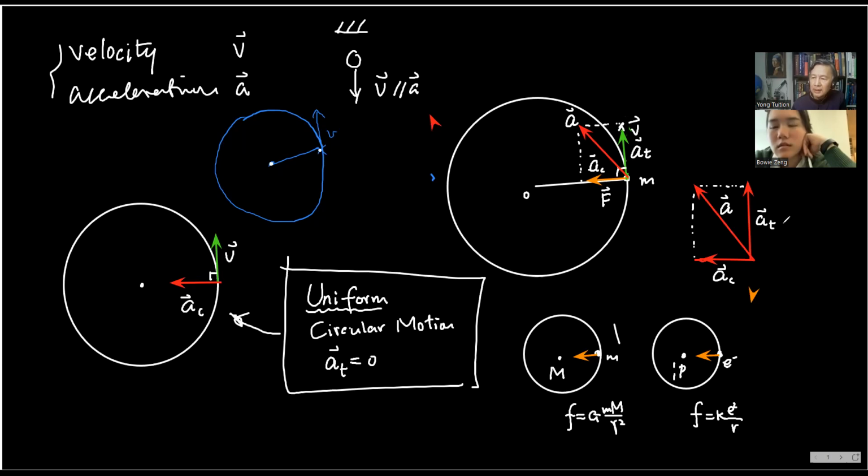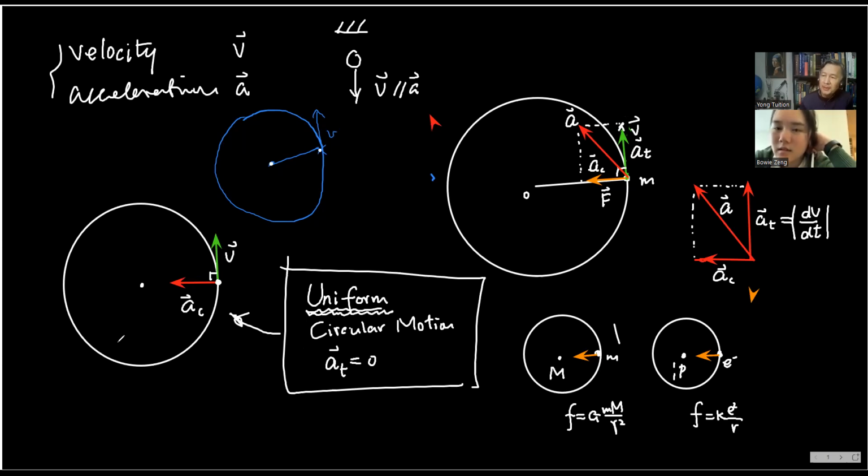This is how fast the velocity changes in amplitude. That is why in high school physics, in many cases, we assume that the circular motion is uniform. So that is why it's always 90 degrees.